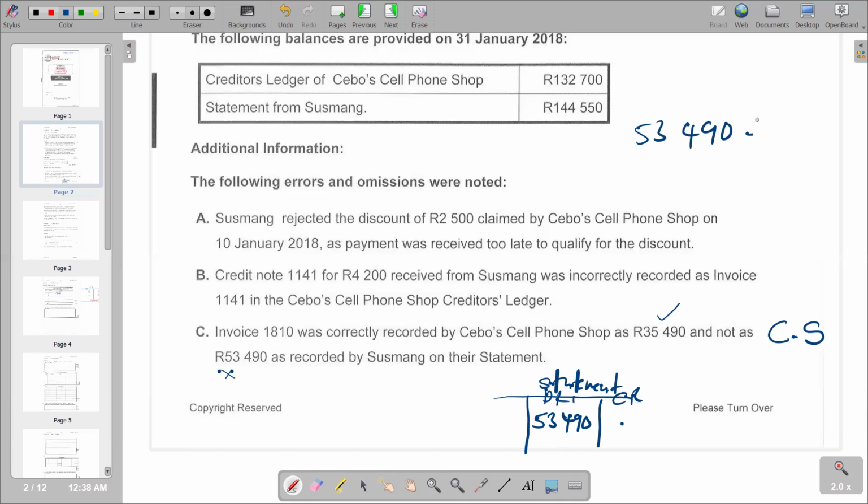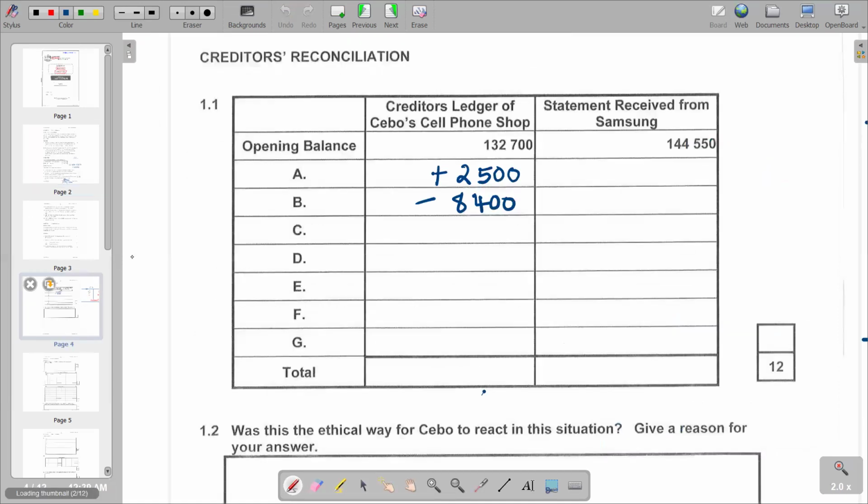We subtract 35,490, and you're going to see that you get a difference of 18,000. So we have 18,000 more on the debit side of the statement. By removing it, we added 18,000 on the credit. The debit is a plus, when it's a credit, it's a minus. So it's going to be a negative 18,000 on the creditor statement column. Let's take a note of that, and then we go to our other section. So we have got C, which is now negative 18,000.